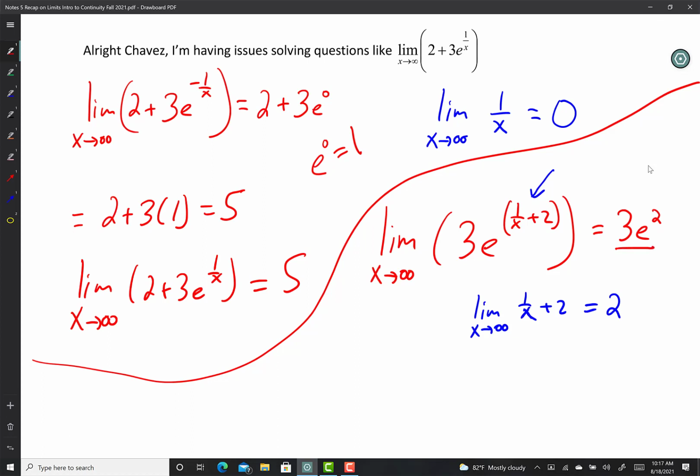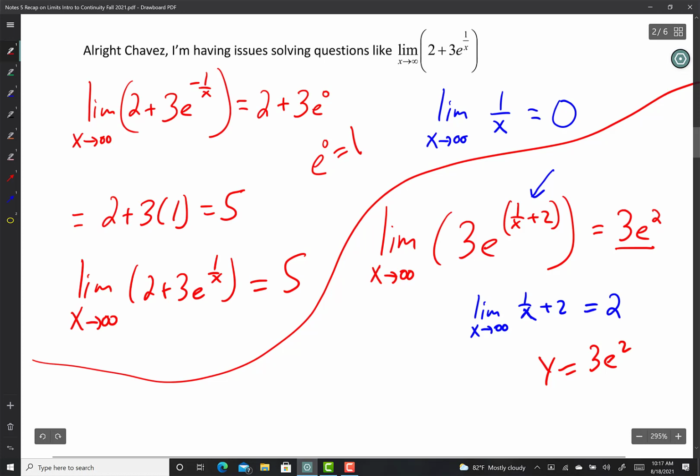If they're asking for the horizontal asymptote, that is my horizontal asymptote. You've got to write y equals 3e squared. I'm pretty sure they're making you type y equals, because it's a horizontal asymptote. That's your end behavior. That's the value that y converges to. Does that make sense, guys? Any other questions, guys? Ask. 3e squared.